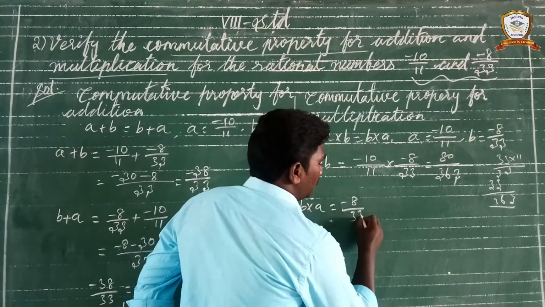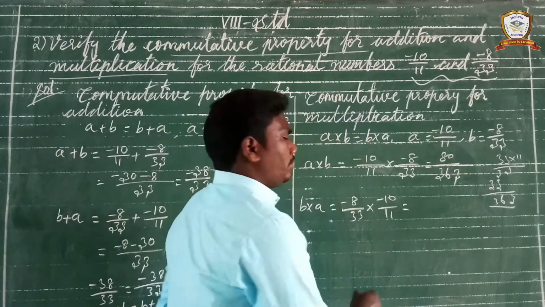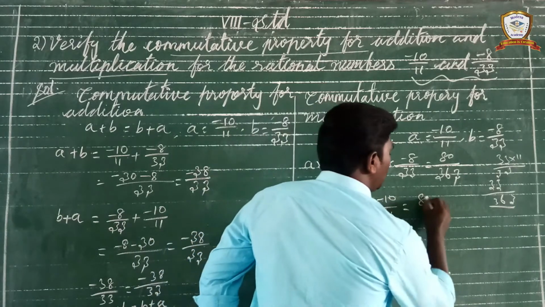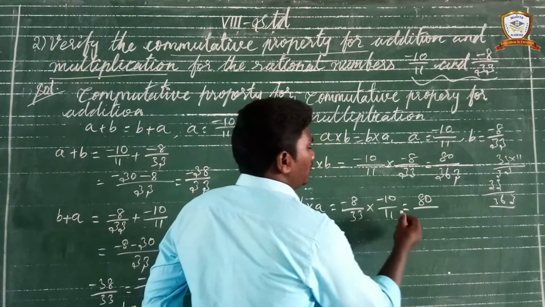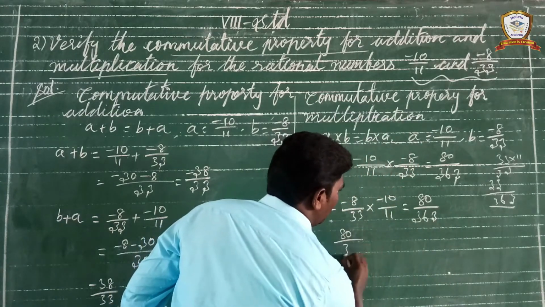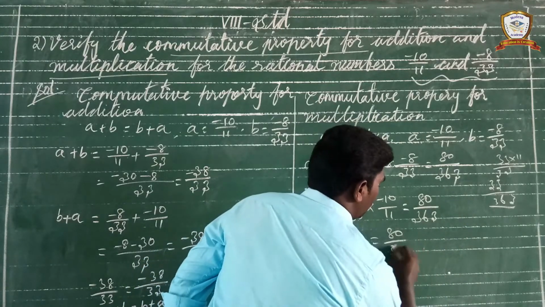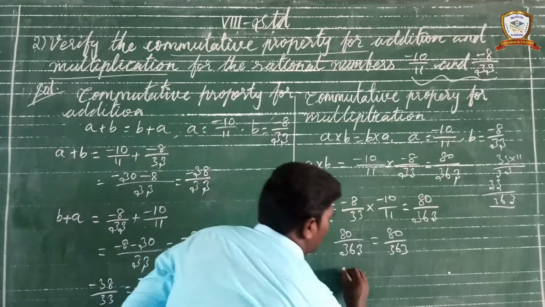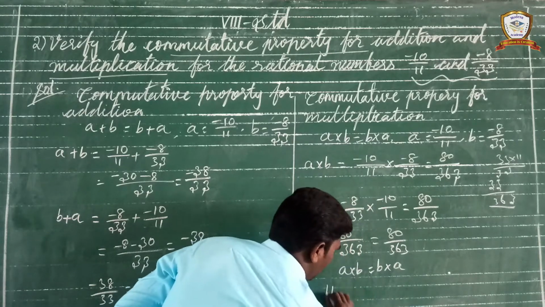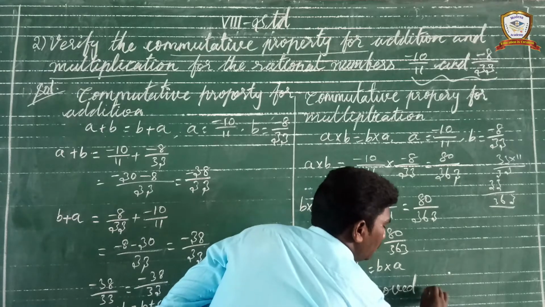Okay, the next one, b into a is equal to, here, minus 8 by 33 into a, minus 10 by 11. So you want to multiply numerator and denominator: minus into minus is plus, 10 into 8 is 80, divided by 11 into 33, 363. Therefore here 80 divided by 363. Left hand side and right hand side are both equal to 80 divided by 363. So here a into b is equal to b into a. Therefore this one is proved. Are you clear? Any doubts?